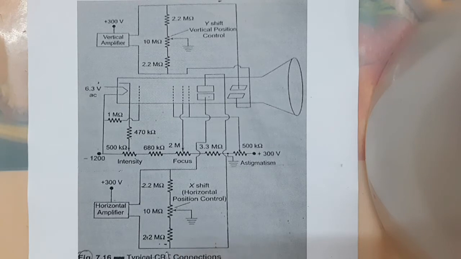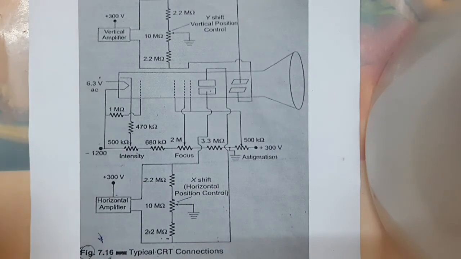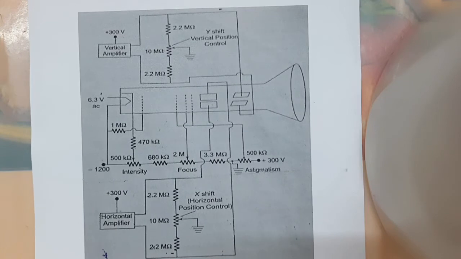Now figure 7.16, this one, right? Figure 7.16 shows various controls and CRT connections. The following controls are available on the CRO panel. That means on the front side of the CRO, there is an intensity control knob, a focusing control knob, a horizontal shift, that means X shift control knob, and a Y shift control knob. Y shift means vertical position control, right?